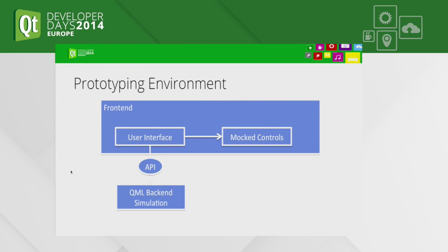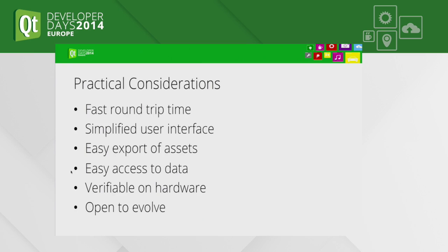And then we have an API. We also simulate it in QML, which gives us the simulated QML backend. So we can start completely independent from the backend team. That's important. Don't wait. I hate to wait. So don't wait. A practical consideration for prototyping is you need to have fast round trip time.